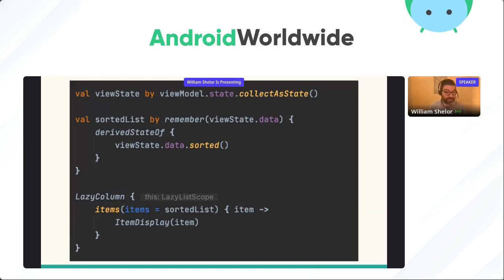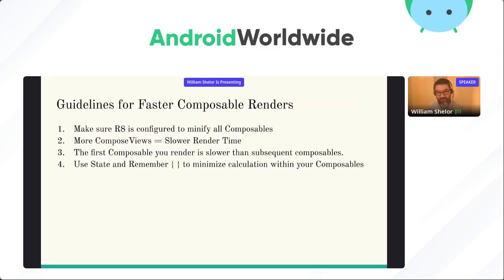Well, personally, I still definitely prefer to keep as much state as possible outside of the view layer. If you have a state that needs to be in your view layer, understanding how remember and view states work can give you the edge on making sure that you're doing recomposition in a way that's fast and as simple as possible. So tip number 4 is use state, and remember to minimize the calculation within your composables.